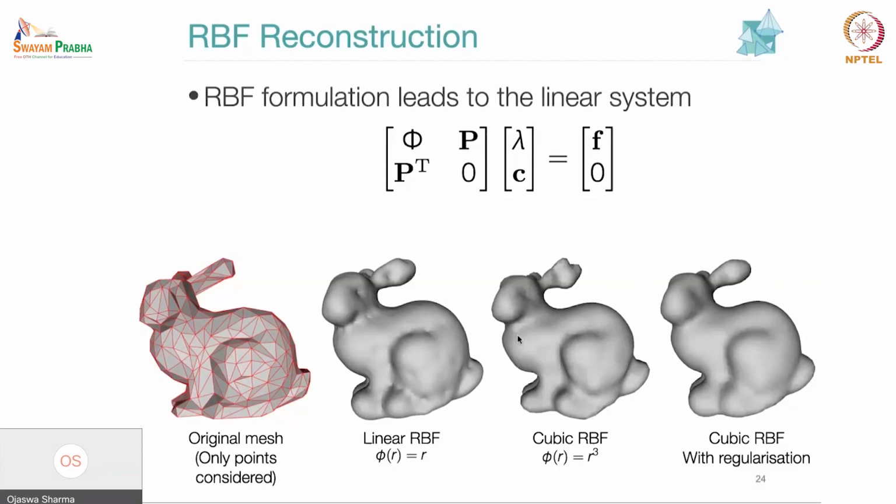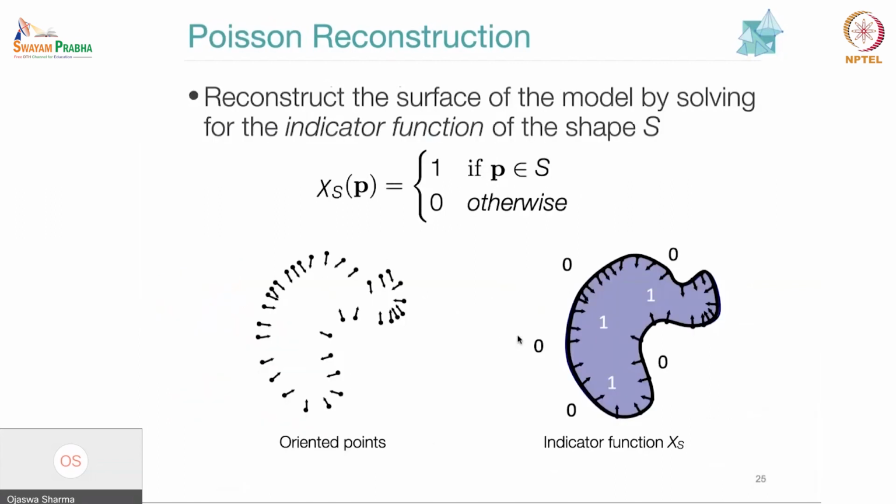All right. So that was RBF, and then came the Poisson reconstruction method. That's a very interesting method again. Poisson reconstruction tries to recover the shape from a set of oriented points. So again, every point has a direction, a normal vector associated with it, and essentially, you want to recover the shape, you solve for the indicator function.